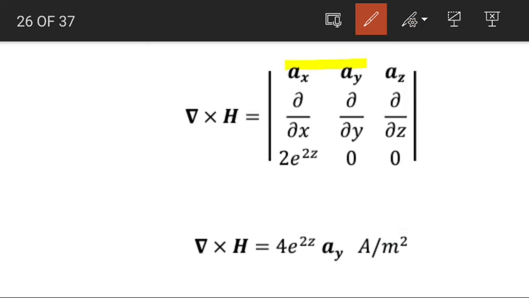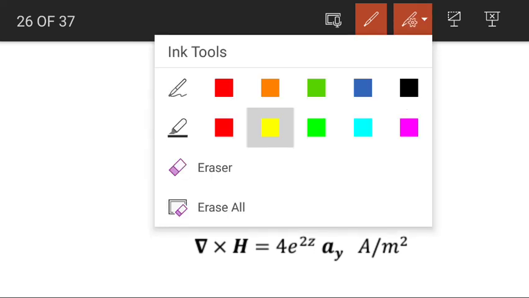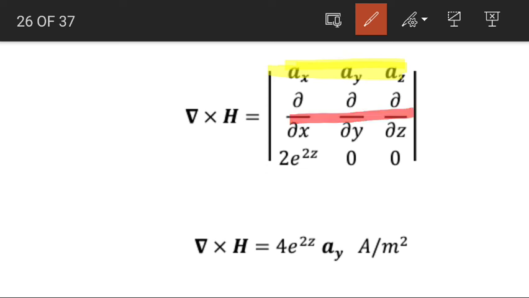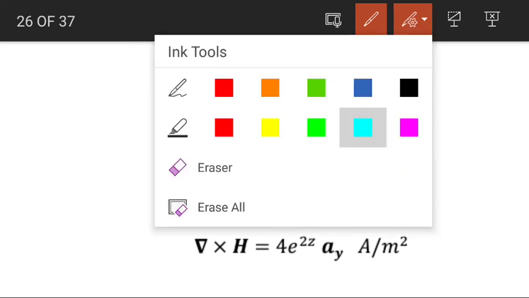So we have the unit vector ax, the unit vector ay, and the unit vector az in the first row of this determinant, and then we have del by del x, del by del y, and del by del z in the second row, and then we have the x component of the magnetic field intensity, which is 2e raised to power 2z, the y component is 0, and the z component is 0.